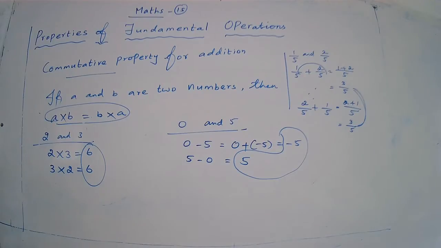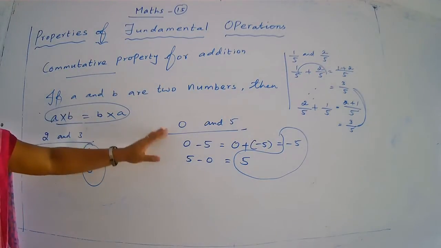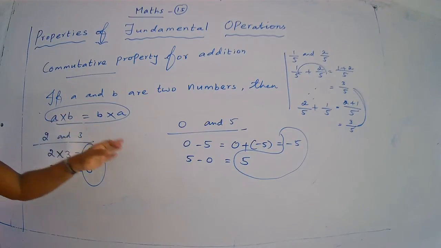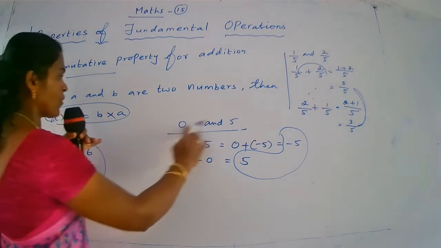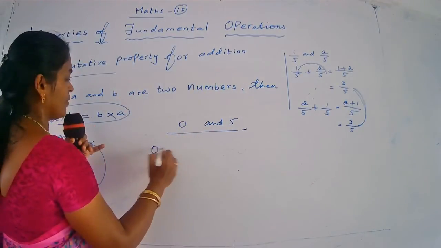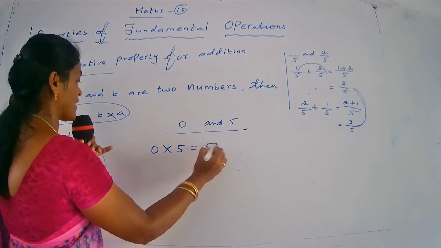Now you change the order. That means 3 divided by 2. So it can be written as 3 upon 2. First answer is 2 upon 3 and second is 3 upon 2. These two answers are different. Okay, children? So in division, the order of the numbers is important. So the commutative property is not true for division of numbers. Okay, children? Are you clear?